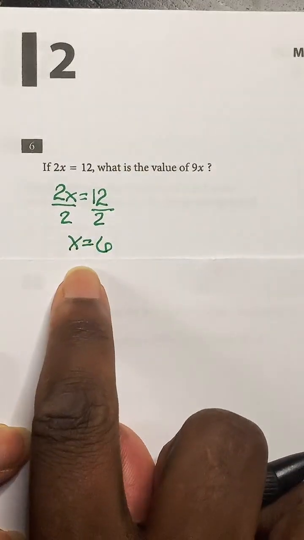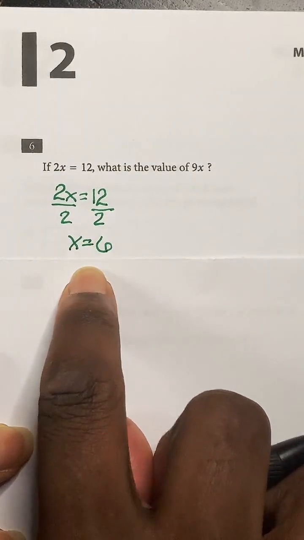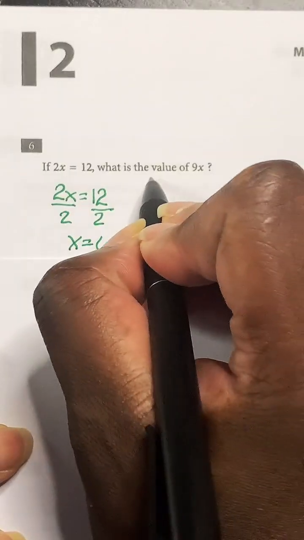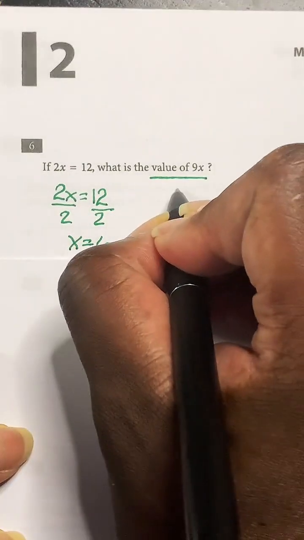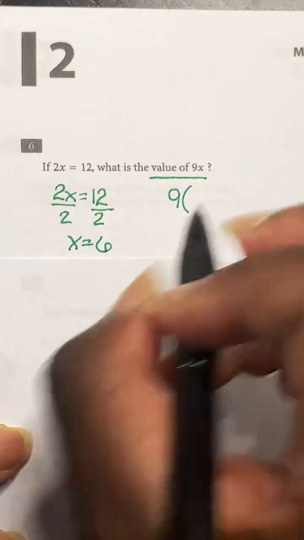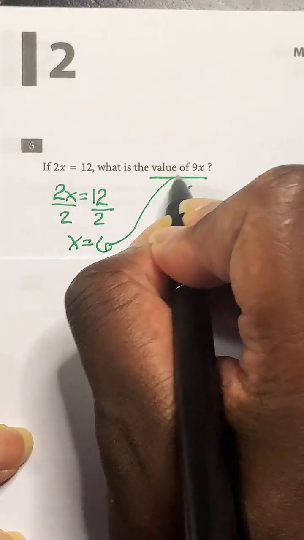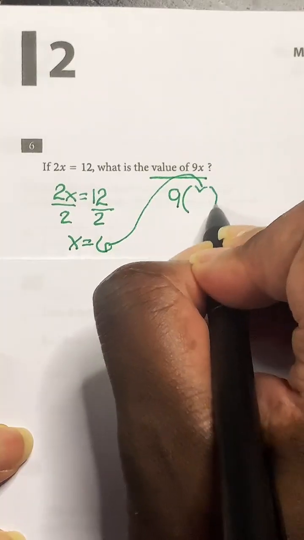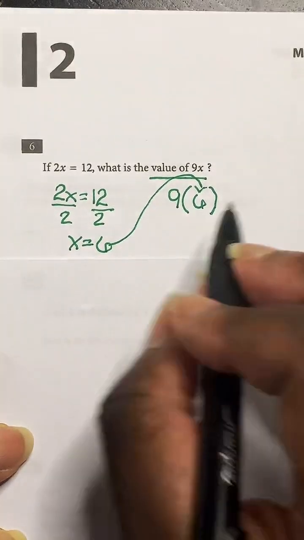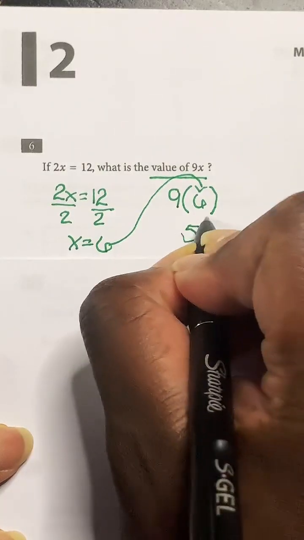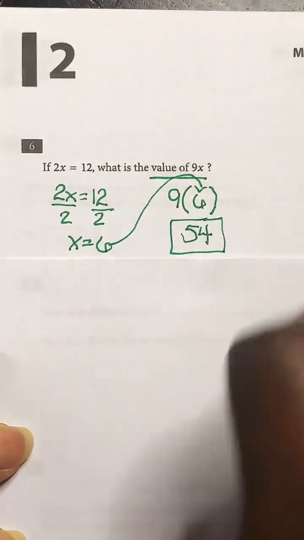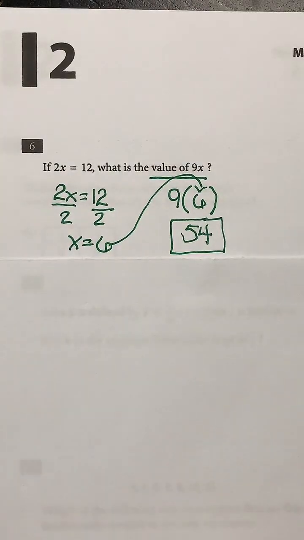We are not done. We have to plug that in because they want to know the value of 9x. So that means we're going to take our 9 and substitute this 6 in for the x spot. Now 9 times 6 equals 54. Yep, that's how you do it.